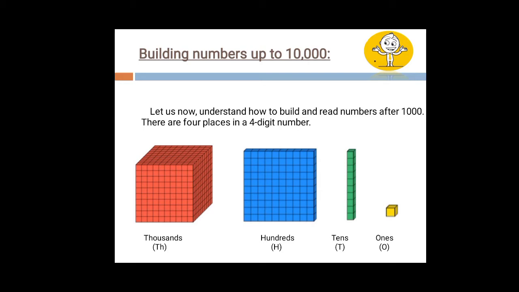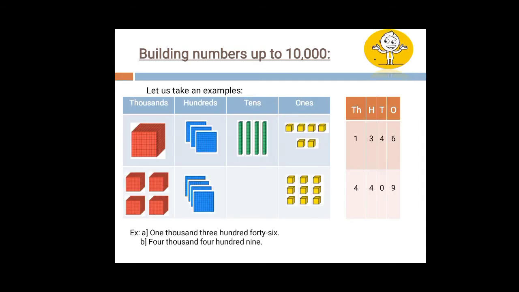Then next you can see a blue block and that is of hundreds and we denote hundreds as H. Then you can see one column of green color that is of tens and we denote tens as T. And the last one you can see a yellow small unit that is of ones. We denote ones as O. Let us take some examples related to this.